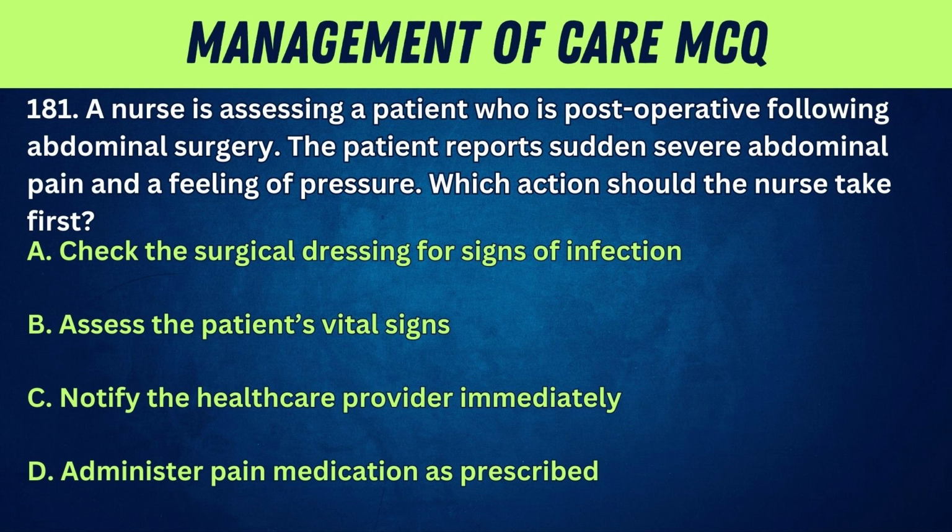The patient reports sudden severe abdominal pain and a feeling of pressure. Which action should the nurse take first? A. Check the surgical dressing for signs of infection. B. Assess the patient's vital signs. C. Notify the healthcare provider immediately. D. Administer pain medication as prescribed.